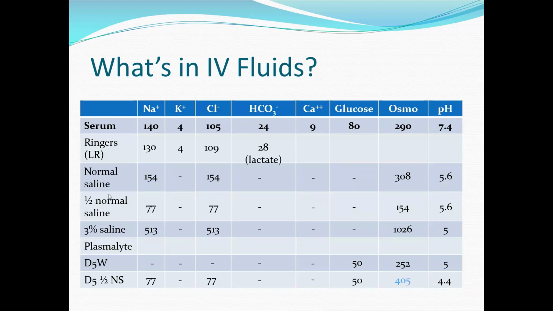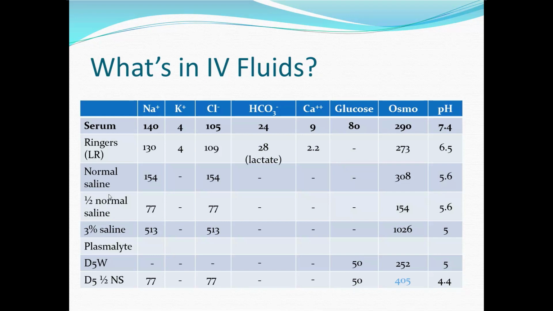Potassium's at 4. There's no bicarb in it because that doesn't stay in solution very easily at normal temperatures and pressures, so it's replaced with lactate. That's why it's Ringer's lactate. That lactate will stay in solution and then get converted into bicarb by the liver. A little bit of calcium, no glucose, slightly hypotonic, and although it is acidic, it's less acidic than normal saline.